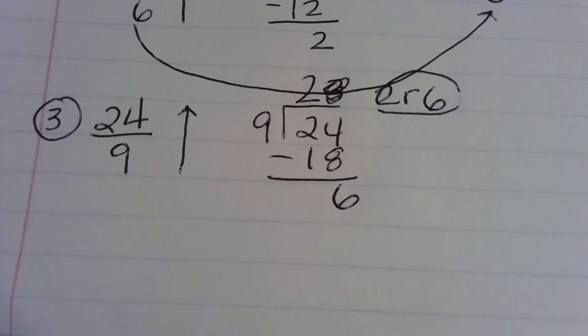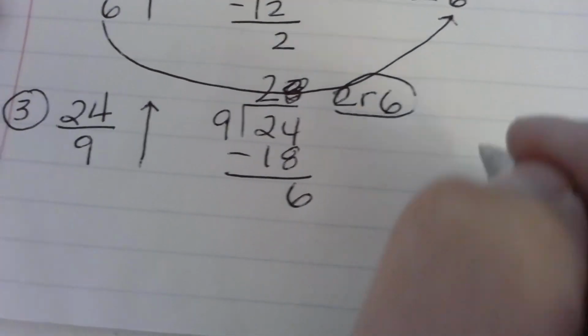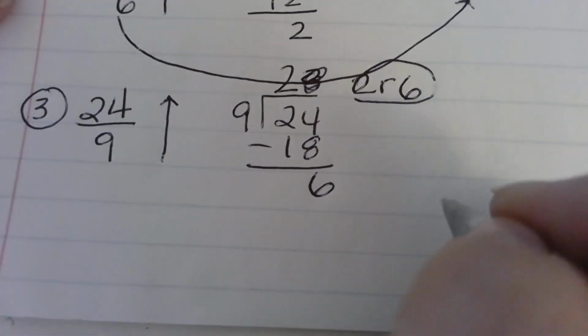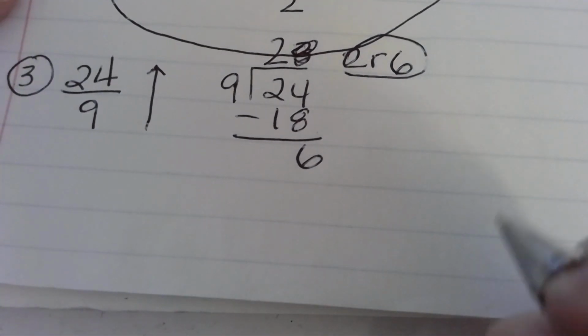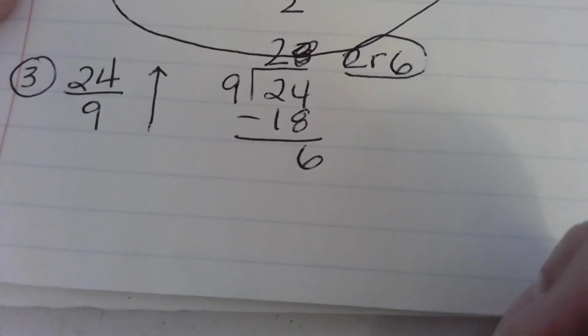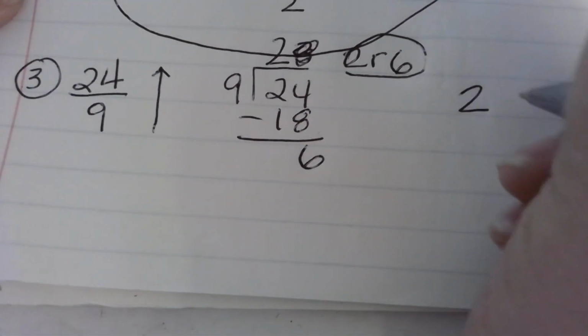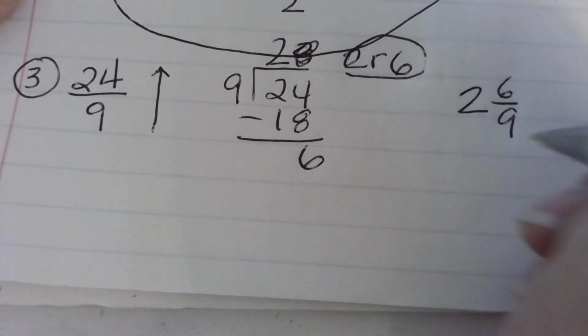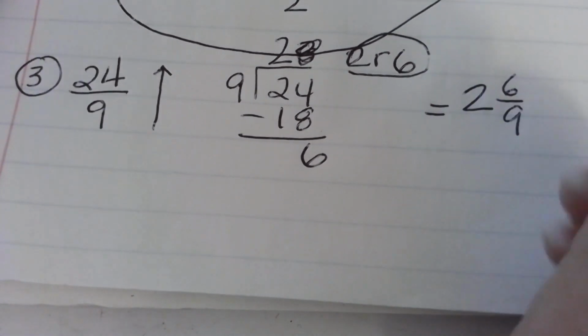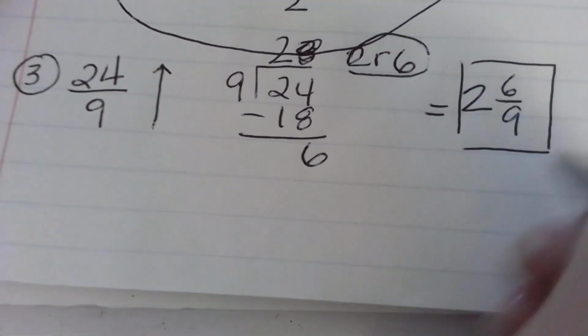So what is my next step? Raise your hand if you can tell me. Jacob. Okay, so he says turn it into a mixed number. So 2 remainder 6 looks like what as a mixed number? 2 and 6 over 9. This is our final answer.